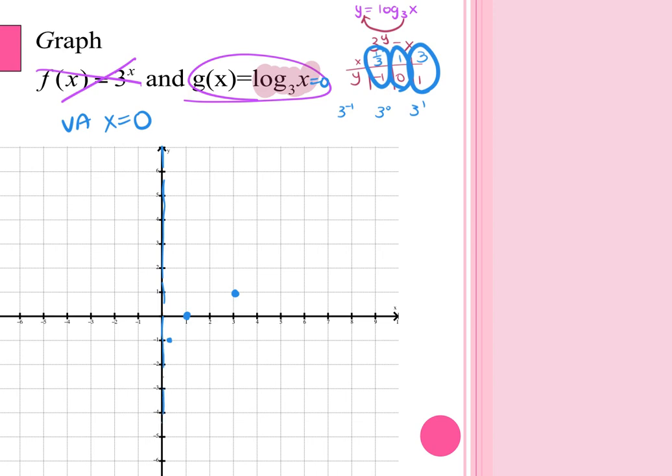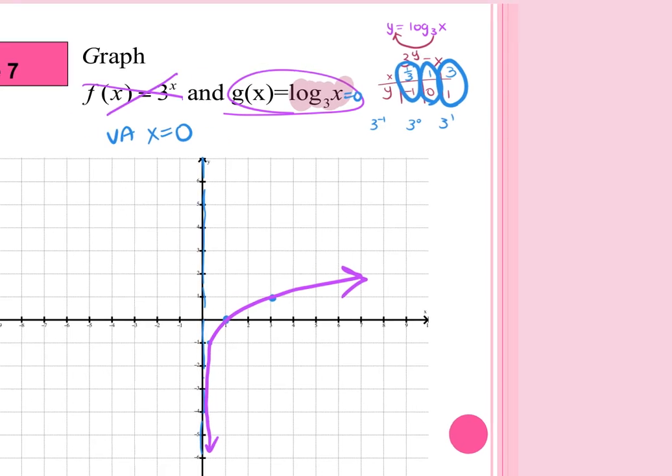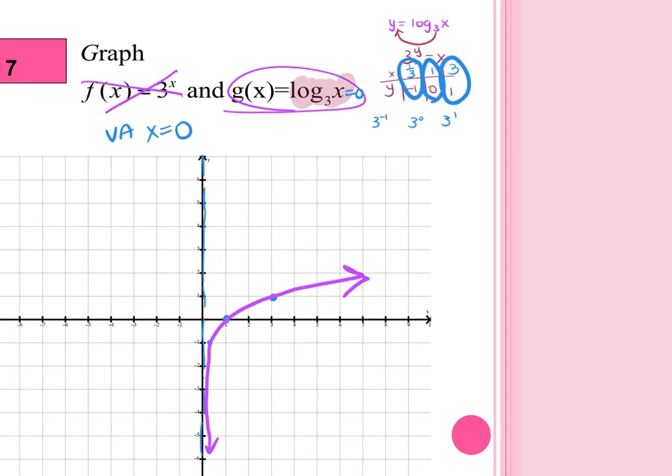So I have a vertical asymptote at 0, which means my curved line is doing this. It's going to get as close as it can to 0 without touching it. And then it points to the right.